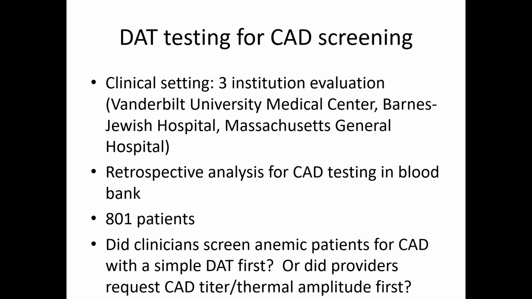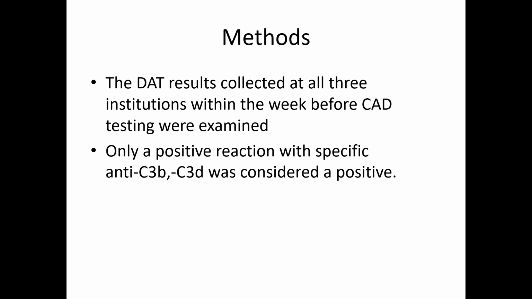We performed a retrospective analysis for cold agglutinin disease testing in blood bank specimens, looking at approximately 800 patients. And you might say, well, why did we do a 3-institution site? It's because this is, again, not a very common disease, and so you need multiple specimens in order to have any kind of clinical analysis that would be impactful. And we were looking to see whether or not clinicians are screening anemic patients for cold agglutinin disease with a simple DAT at first, or do they jump in and ask for more complex or resource-intensive testing, including titers or thermal amplitude evaluations.